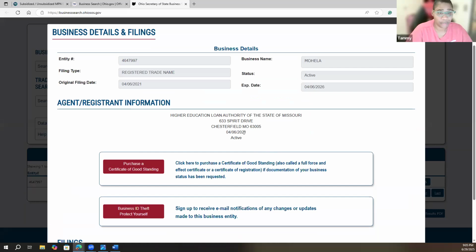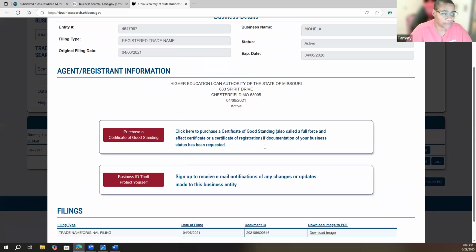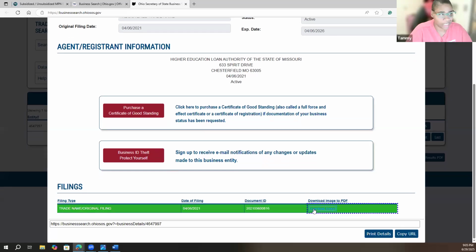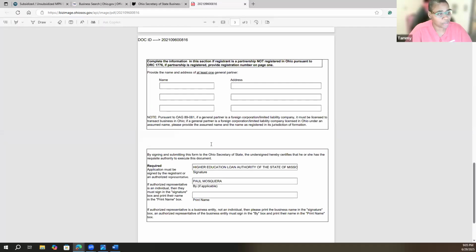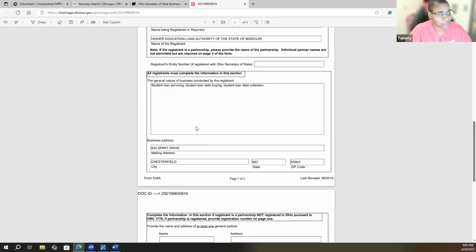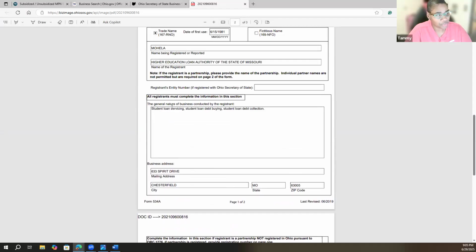So you're able to file if you have complaints. You've been trying to get things rectified through these loan servicers and they haven't been doing their jobs, and they're doing business in your state. They have a registered agent where you can submit your complaints as well. You're also able to look at their information to see exactly what they do. The general nature of the business conducted by this registrant: student loan servicing, student loan debt buying, student loan debt collection. So these are debt collectors. They have registered agents, okay? Not only that, they also have bonds.